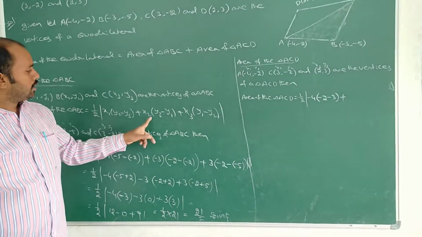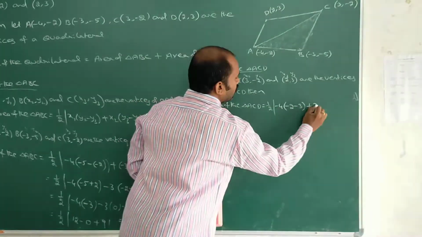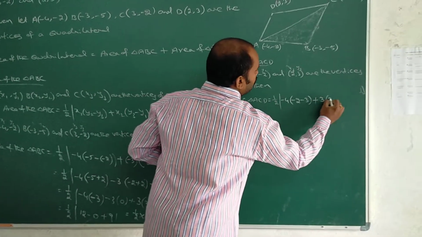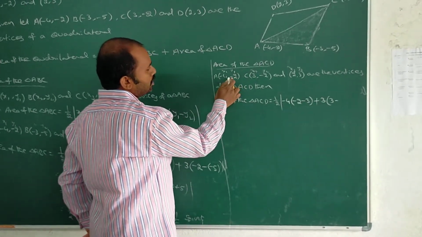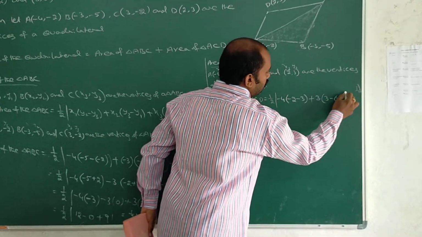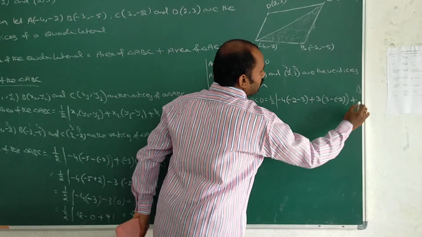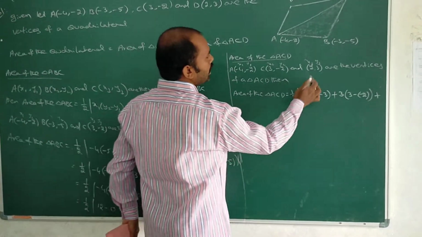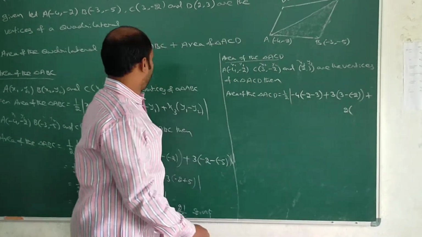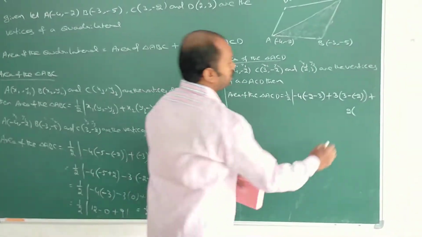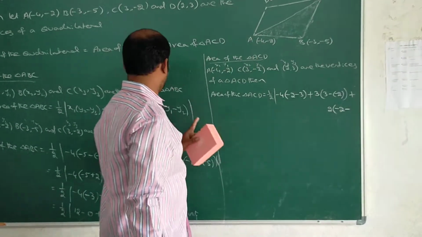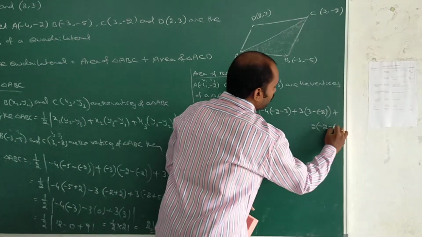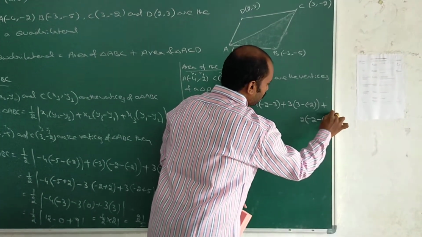Now plus. Next x2, which is 3, into y3 minus y1. The y3 value is 3, minus y1. Already minus is there, so minus of minus. Second term over. Next, plus the third term: x3 into y1 minus y2. Here x3 is 2, into y1 minus y2. y1 means minus 2. In the formula minus is there, so you write minus, and y2 is already minus, so minus of minus. Modulus close.